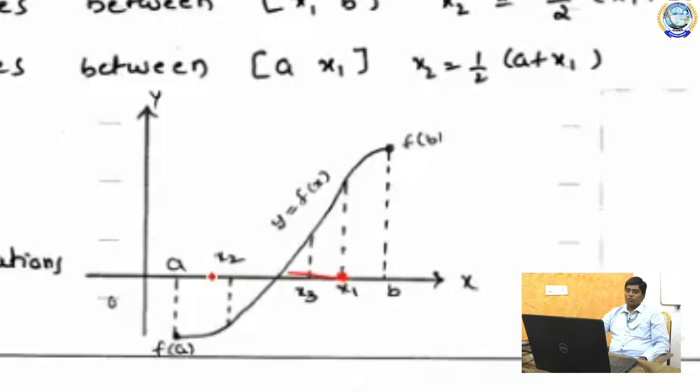So the root lies between a and b. By going on with this process of successive approximations, I will get x2 and then x3. When two successive approximations are approximately equal, then I will stop. That is the required approximate root.